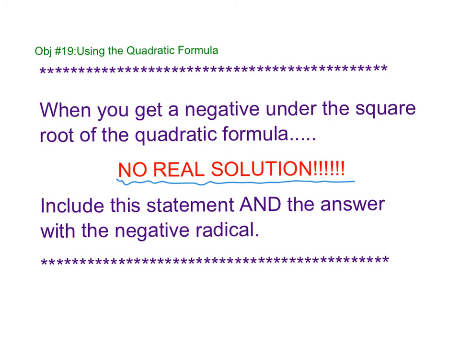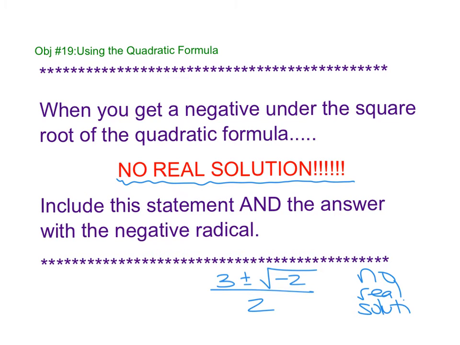For example, if I get 3 plus or minus the square root of negative 2 over 2, because there's a negative under the square root, there's no real solution. Because do you know a number times itself that's a negative? No, it's impossible. We don't have any real numbers. So we use the phrase real number because there are what's called imaginary numbers, which we're going to get into later this year.